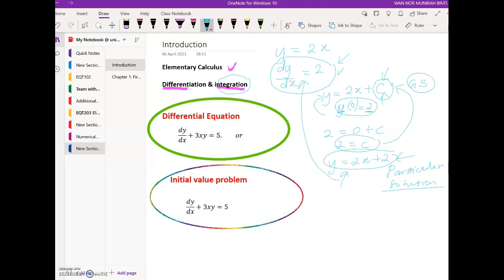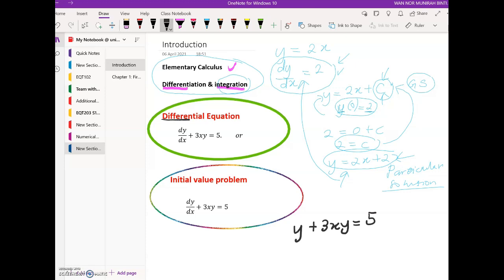So that is the elementary calculus that we have learned during our engineering mathematics 1. Now we want to talk about differential equations. In EQT 102 we want to talk about differential equations. So what is a differential equation? A differential equation means that you have an equation, for example y plus 3xy equals 5. For example, this is just an equation.